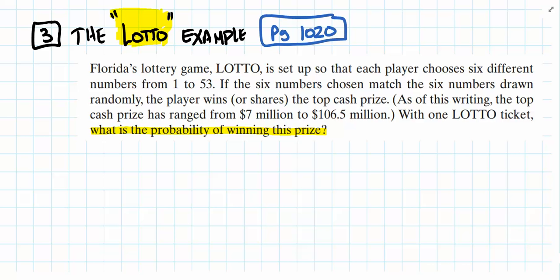Box number 3 is the lotto example. This is one of my favorite problems. Don't worry about copying down the problem. It's on page 1020 in case you want to take a look at it. So just follow along with what I'm doing here.